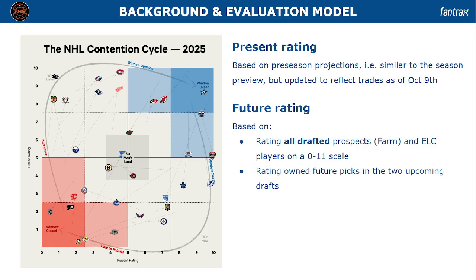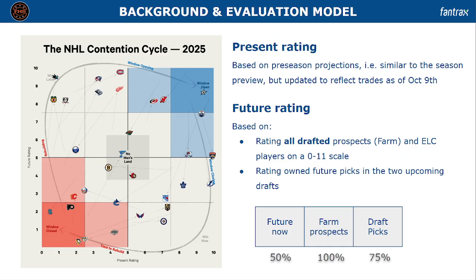And also the future picks were included, and they were assigned ratings or value based on the average success rate and development time that prospects drafted in each round take. And so we form the future rating, which is 0 to 10. These are the three parts.